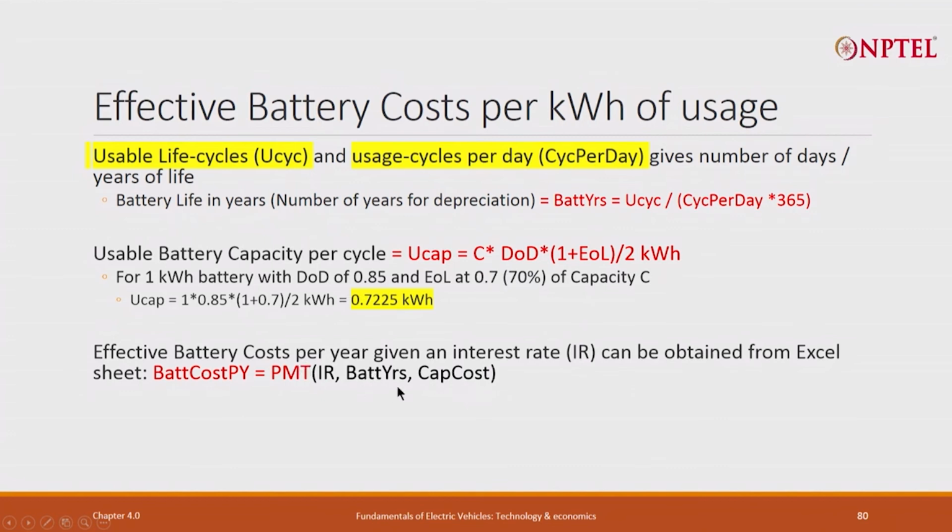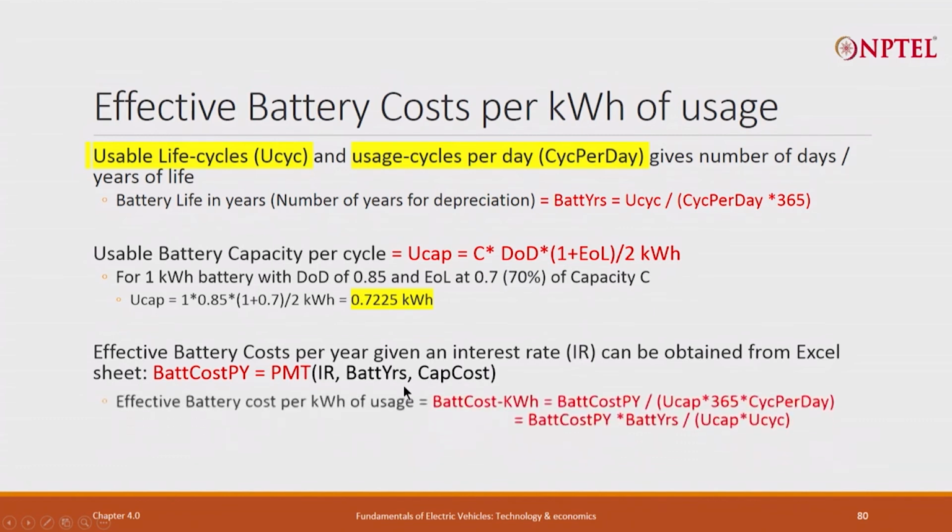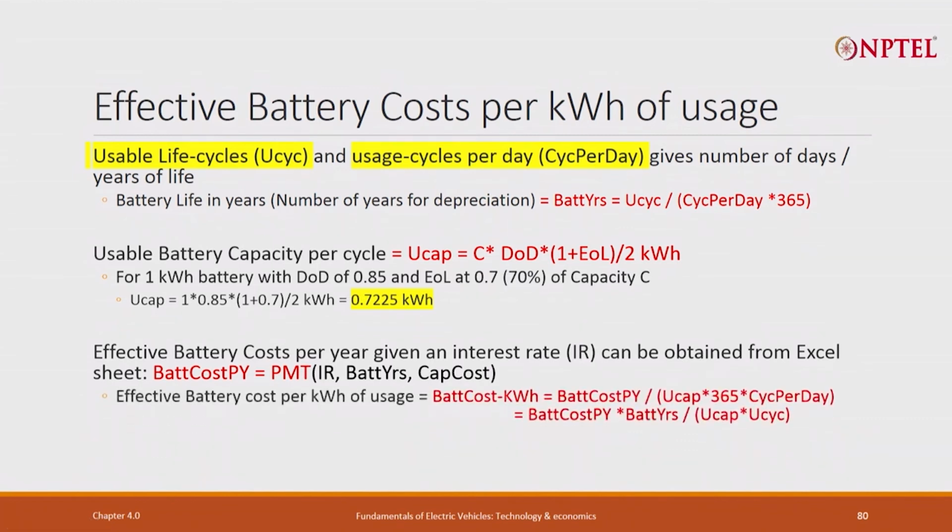This is the effective battery cost. Now, I can of course also compute it differently. What is this formula PMT? We will get into that, but let's therefore, given that we have calculated battery cost per year, effective battery cost per kilowatt hour, but our interest is per kilowatt hour.